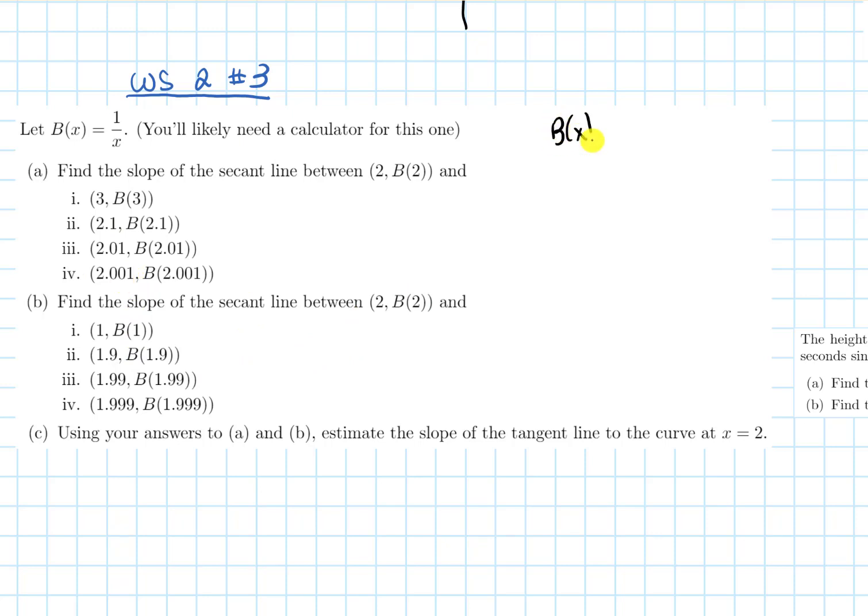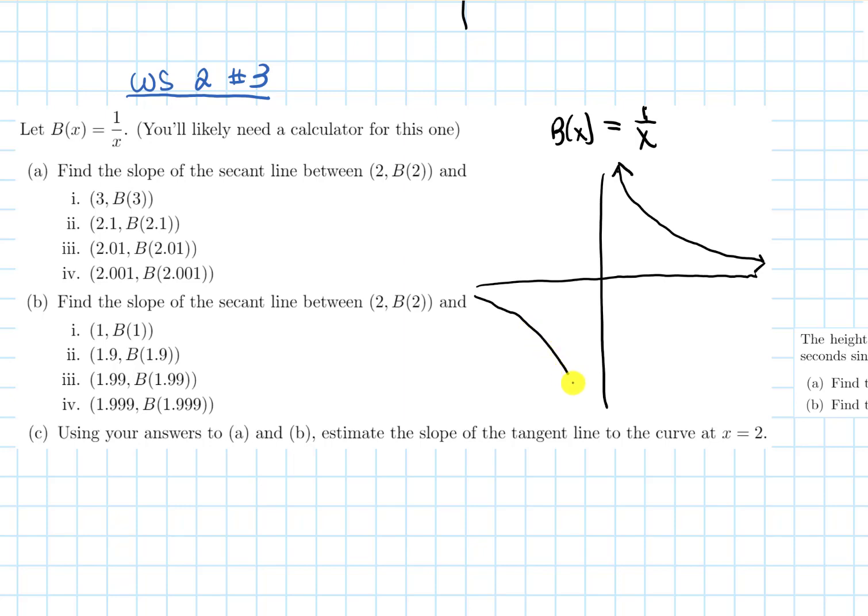This is a good chance for some review of the graph of 1 over x. Remember, this has a hyperbola shape. There's one piece of it over here, and there's one piece of it over here. One of the points that we're focusing on is the point where x is 2. I'm going to draw that. If I plug 2 into this function, the y coordinate is going to be 1/2. So that is the point where x is 2, and I can call the y coordinate b of 2. But b of 2 is just 1/2.